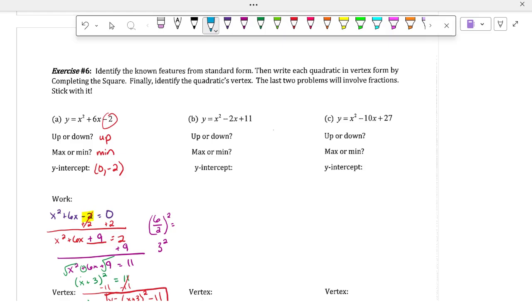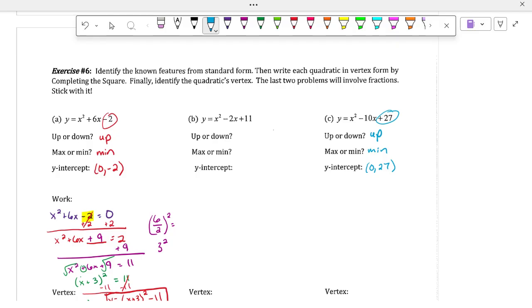All right. So let's look at letter C now. So letter C, first things first, does it open up or down? It's still opening up. So our a value is positive, which means we have a minimum. Our y-intercept is given to us by our c value, so that's (0, 27).